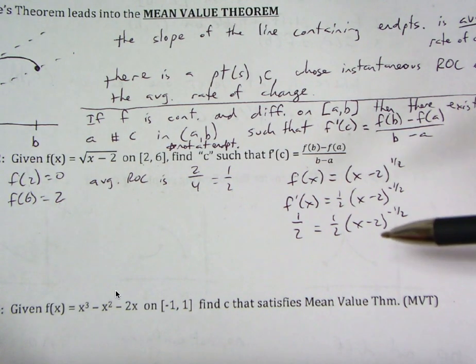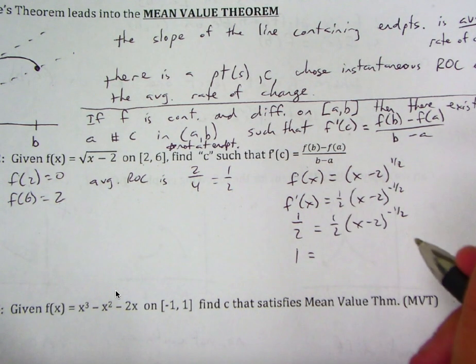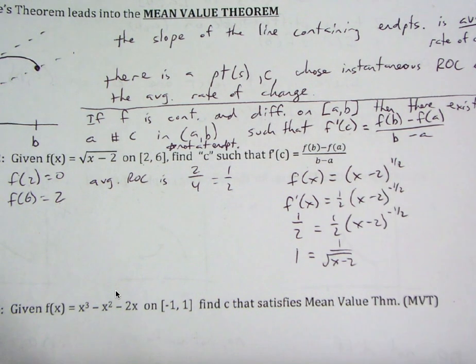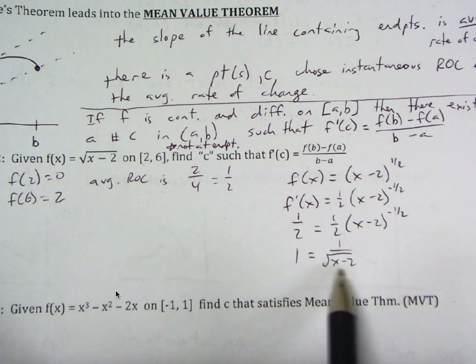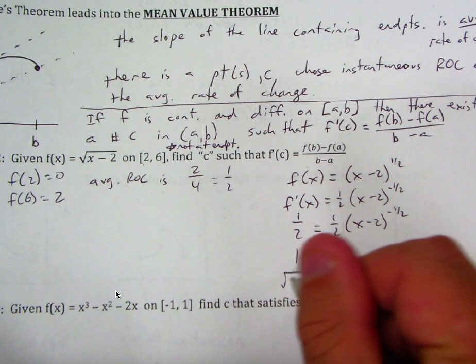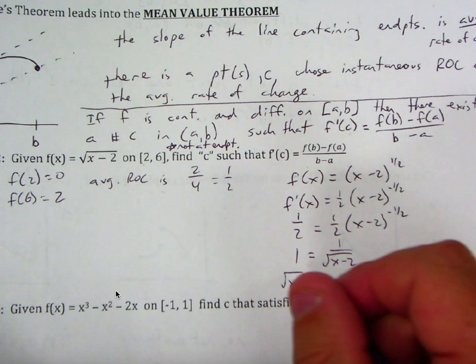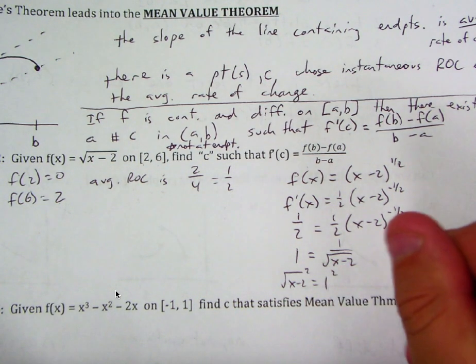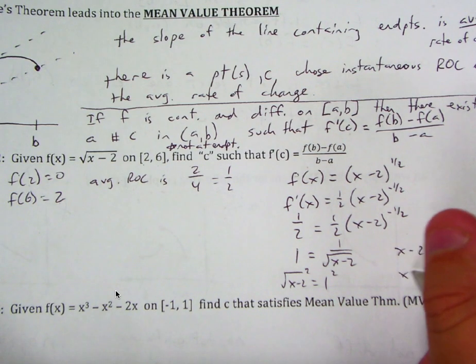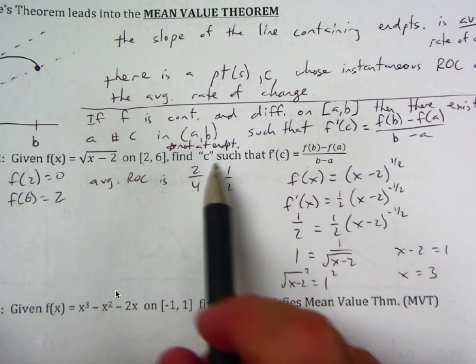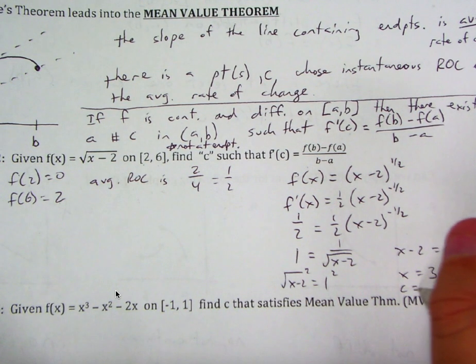And we can go ahead and multiply both sides by 2. That'll get rid of these 1/2s here. So 1 equals, and I can write this as 1 over square root of x minus 2. We just have some algebra here. I basically multiplied both sides by 2. And now I'm going to multiply both sides by the square root of x minus 2. And then I'm going to square both sides. So x minus 2 equals 1. So x equals 3. It says find c, so I might take that x and just say c equals 3.